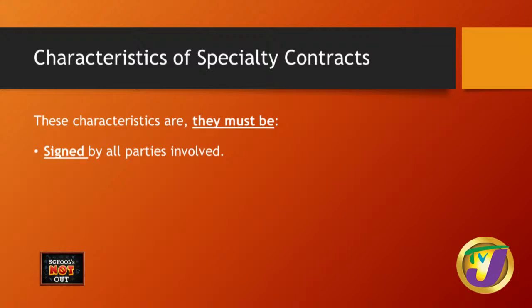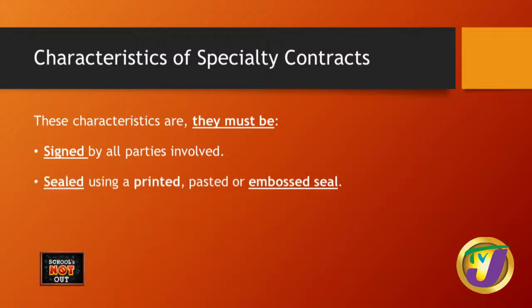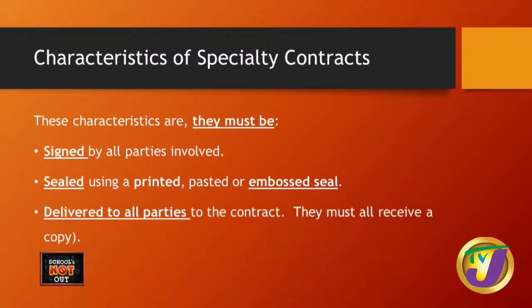With the specialty contract, you may hear the term, it must be signed, sealed, and delivered, right? So we have the signing that must take place. It is sealed using a printed, pasted, or embossed seal. And it must be delivered to all the parties of the contract. They must all receive a copy. So sometimes when you engage in a contract of employment, it may mean that you have your employer signing, you signing, and it is stamped by the offerer who has actually made that offer.